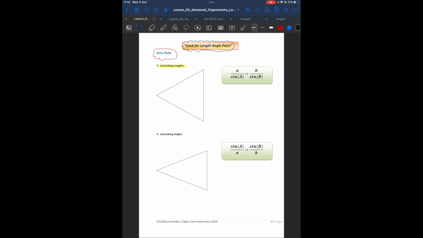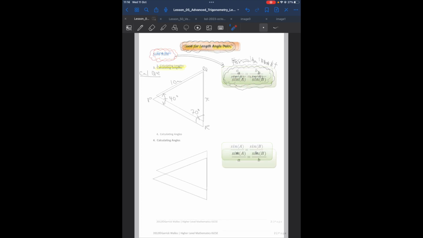And like with the cosine rule, the sine rule is just a formula that you're going to be given in the formula sheet, which again you do not need to memorize. And we're going to look at how this formula, A over sine A equals B over sine B, can be used to calculate lengths in a non-right angle triangle.